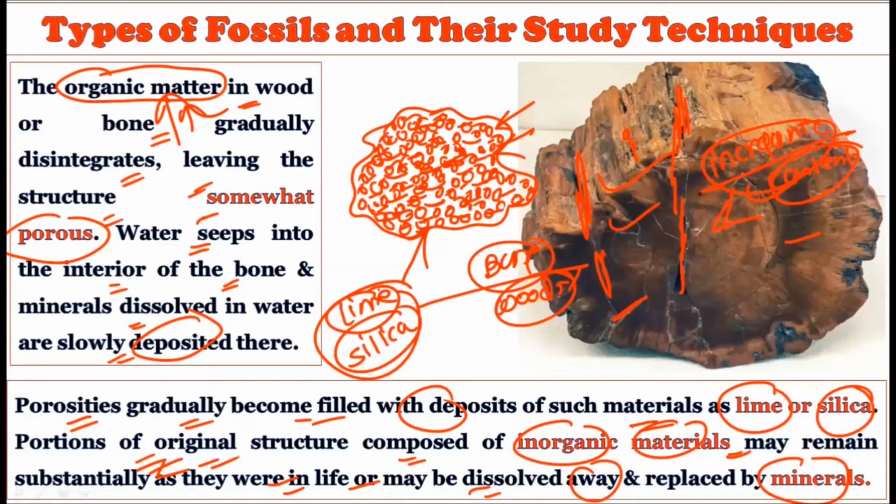But in some fossils, you will find the intact inorganic content of the wood or the bone. Whatever inorganic content is there, in its different forms, will get preserved as it is, or sometimes it even gets replaced by minerals as well. So the complete structure of the wood or the bone can be mineralized, or a partial structure of the wood or bone can be mineralized. If the petrification occurs completely, it will get completely converted into stone.